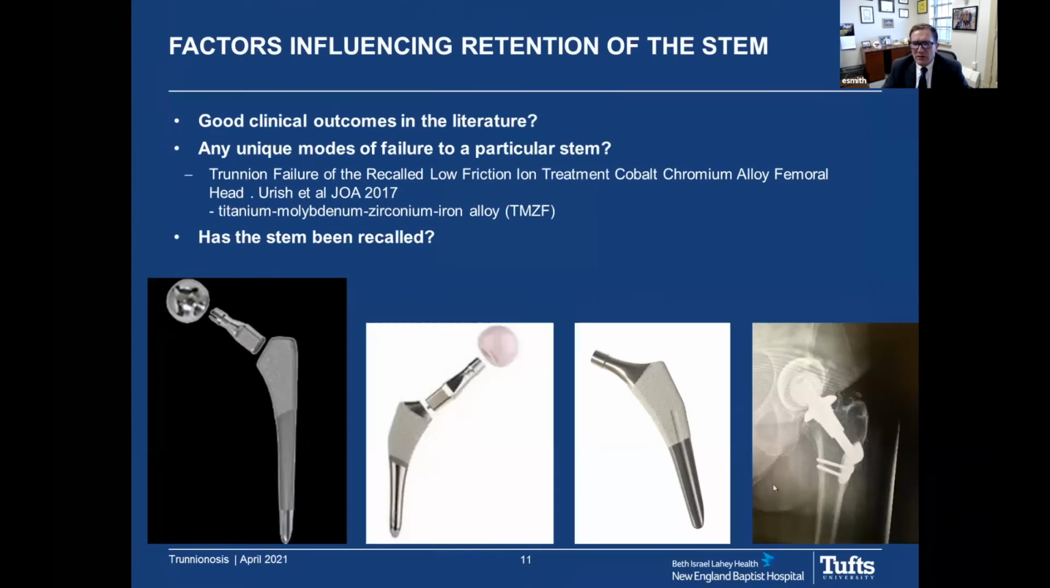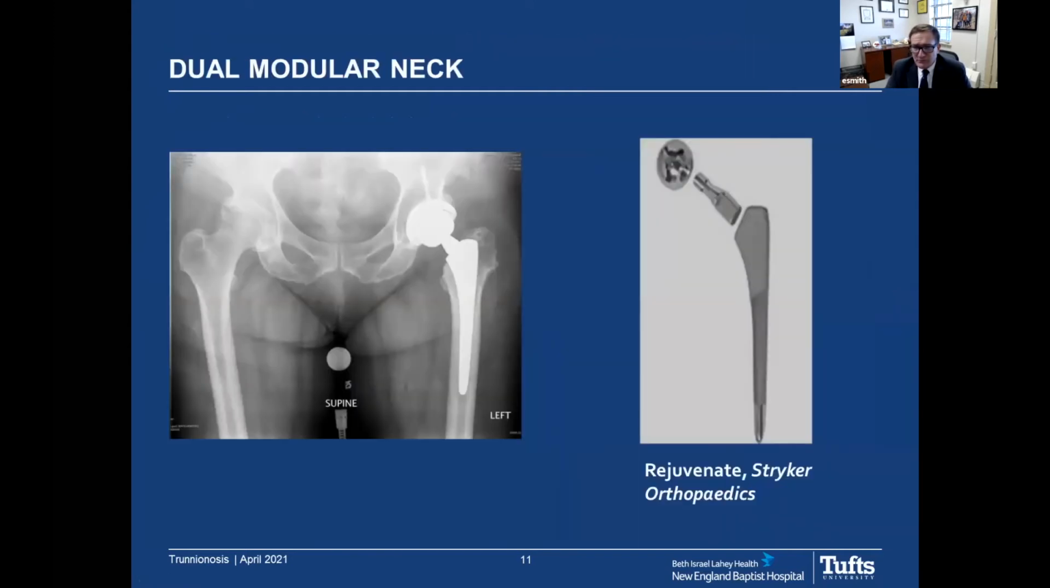So there are many factors that influence retention of the stem. Did the stem have a good clinical outcome? That's what I was pointing out: it's important to understand certain stems that might have a recall, such as this one from Stryker, certain batches of it. This is called the low friction ion treatment, cobalt chromium alloy head. You can read these in the Journal of Arthroplasty and others. So it's important to look at the stem and ask, has it been recalled?